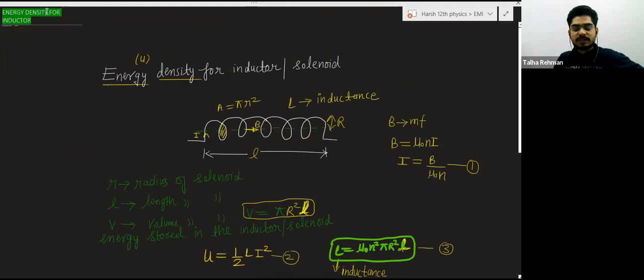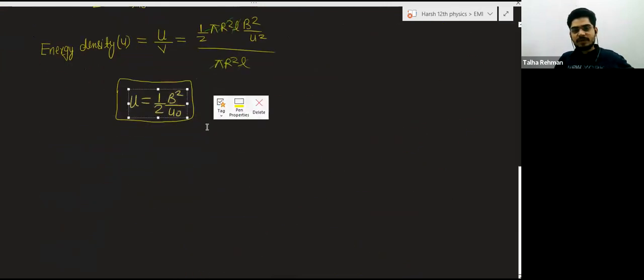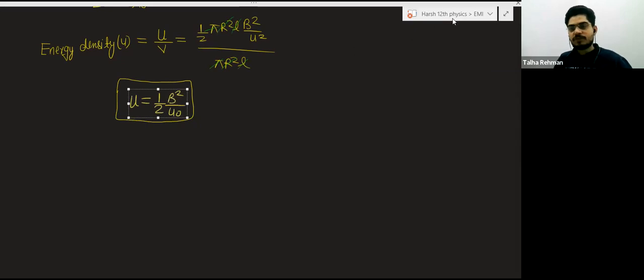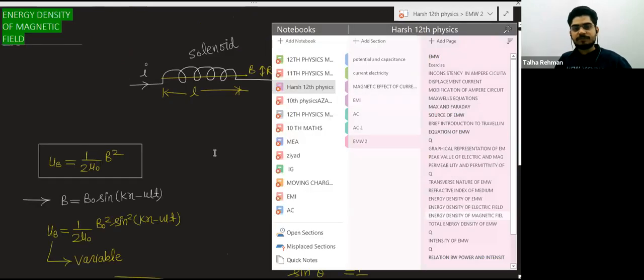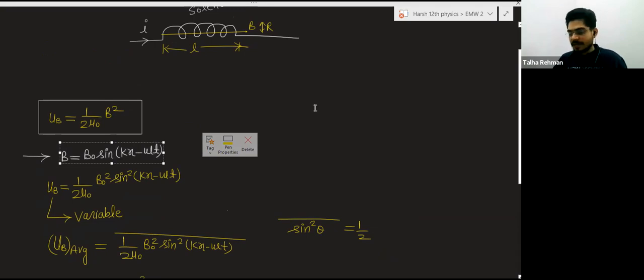And the energy density for the inductor, or you can say solenoid, is given by half mu naught into B squared, where B is the magnetic field. So basically, 1 upon 2 mu naught into B squared. And what is the equation of the magnetic field in an electromagnetic wave? B is equal to B naught sine kx minus omega t.